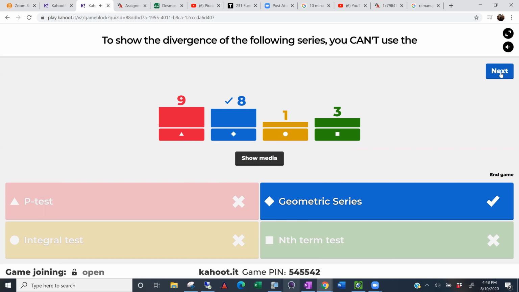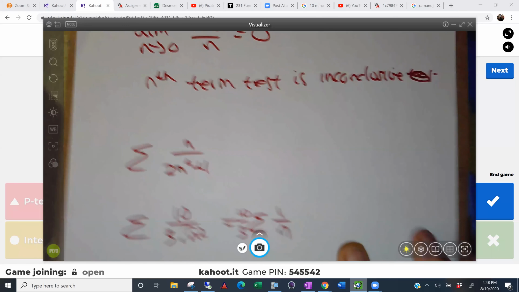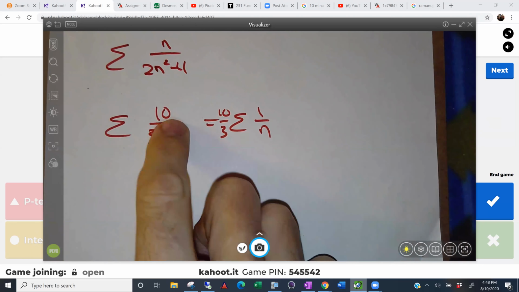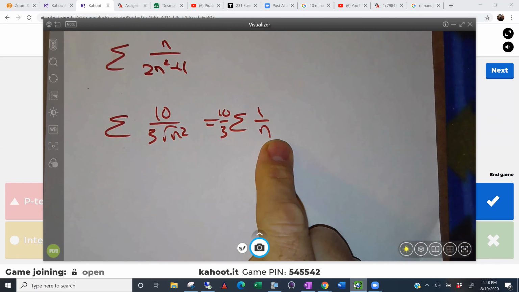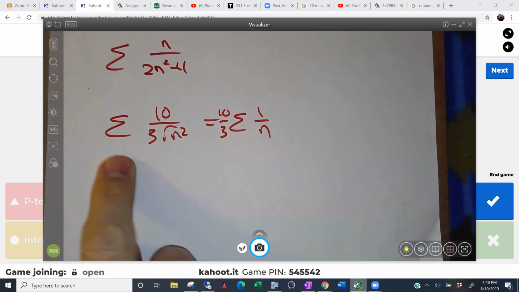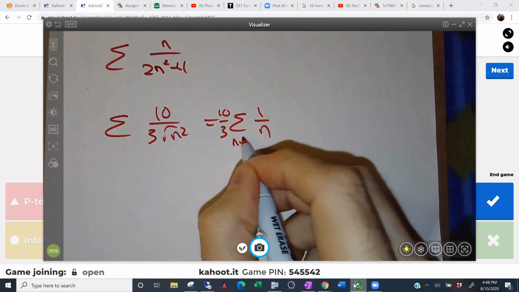All right. For this one, the 3 and the 10 can factor out in front. Square root of n squared is n. You don't have to worry about the plus or minus because we're dealing with positive terms. N equals 1 to infinity.